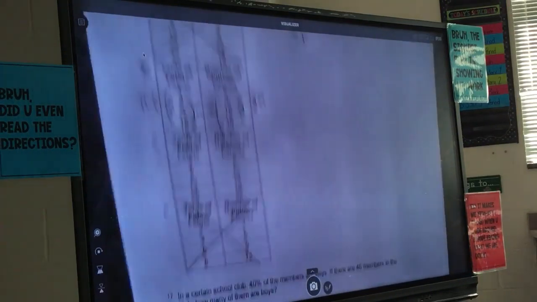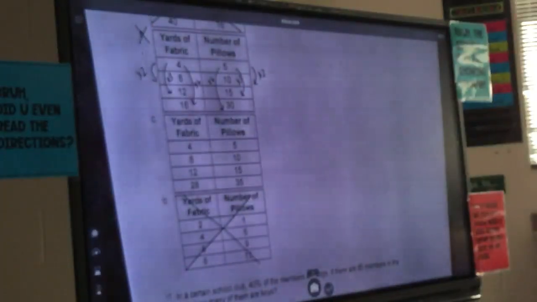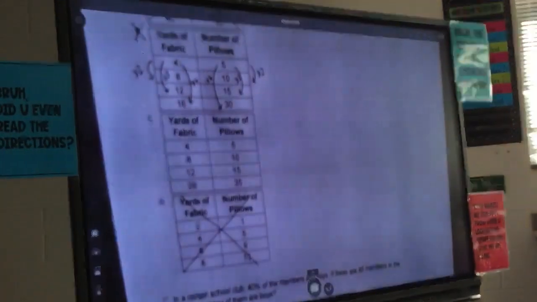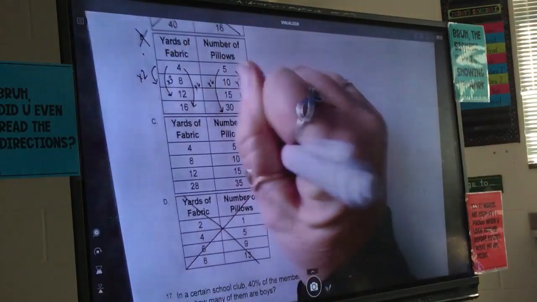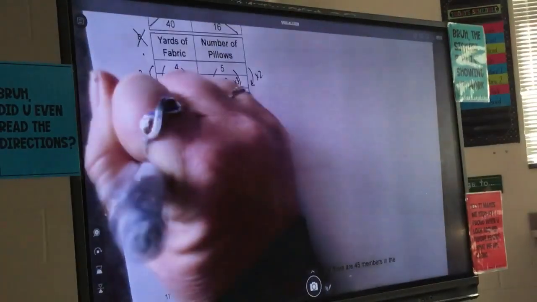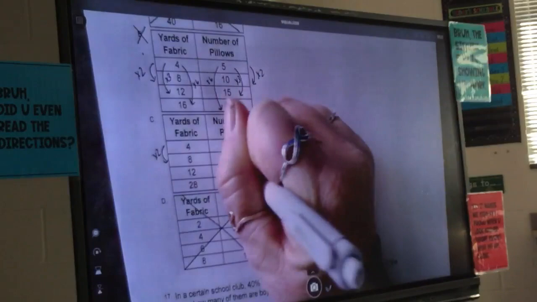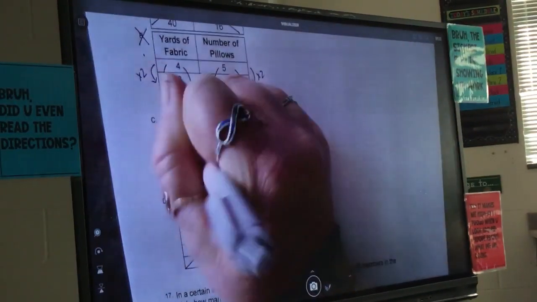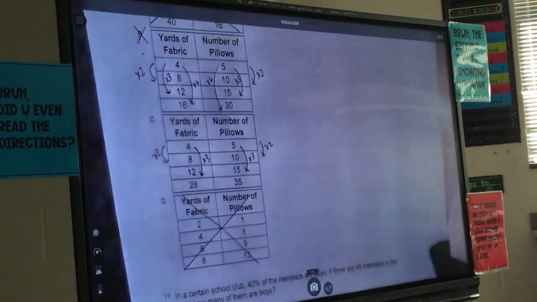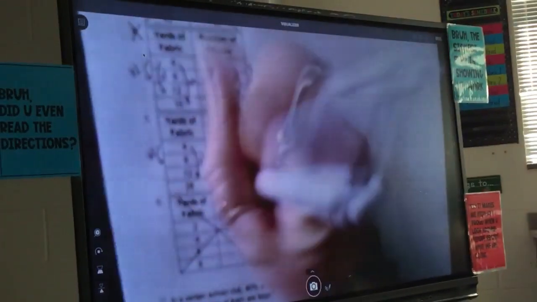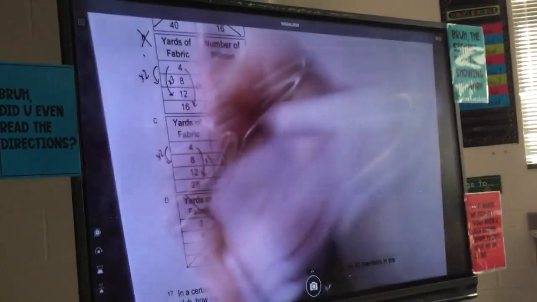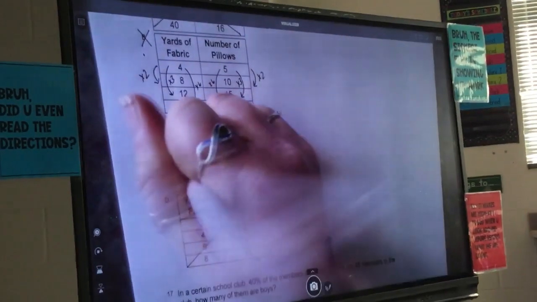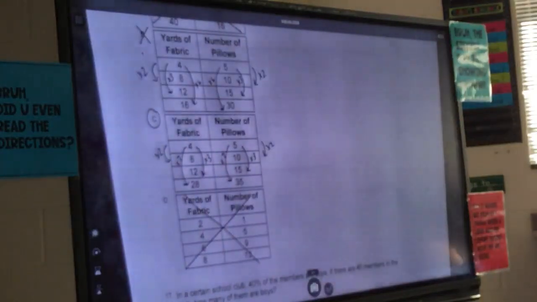All right, let's just check to make sure as well, so you guys have an example on your iPads as well. So, same process, 5 times 2 gives me 10, 4 times 2 gives me 8, 5 times 3 gives me 15, 4 times 3 gives me 12, 5 times what gives me 35? So multiply that by 7. 4 times 7 gives me 28. Okay? Does everybody understand that?